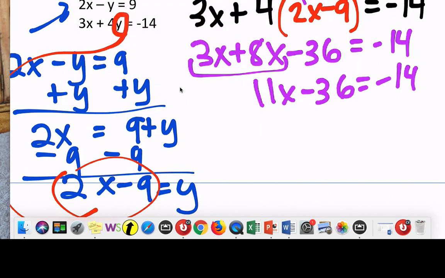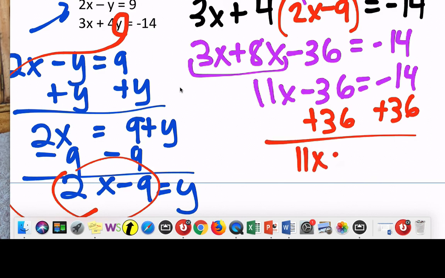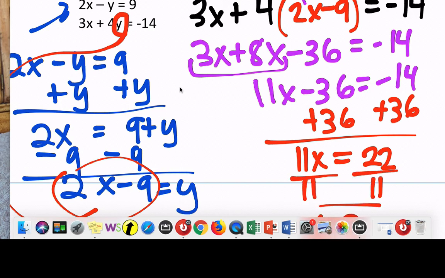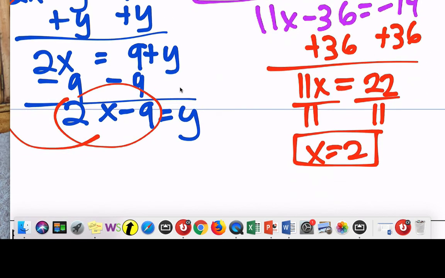Solve. So we'll add 36 to each side. We get 11x equals 22. And again, last step, divide. Okay, so we get x equals 2, which is what we got before. And we should expect the same thing because they're the same equations.